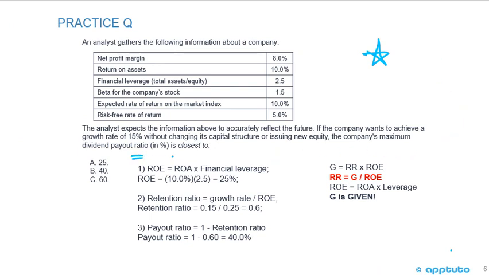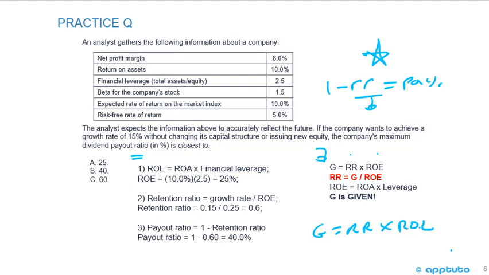It's asking for the payout ratio. So we know the payout ratio is 1 minus the retention rate. Okay, that's going to give us the payout ratio. Then, retention ratio, where do we see that? G equals the retention ratio times ROE. We can do a little bit of algebra there. So the retention ratio equals G divided by ROE, okay?